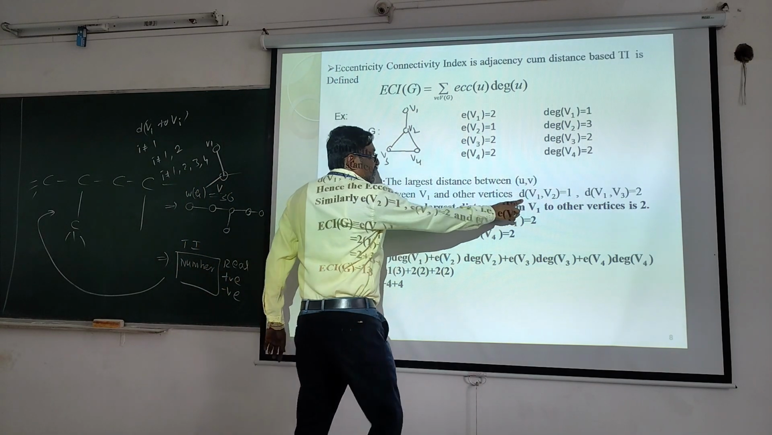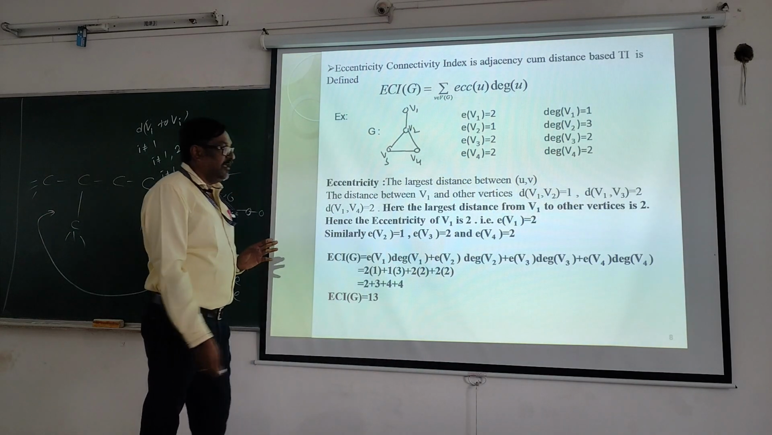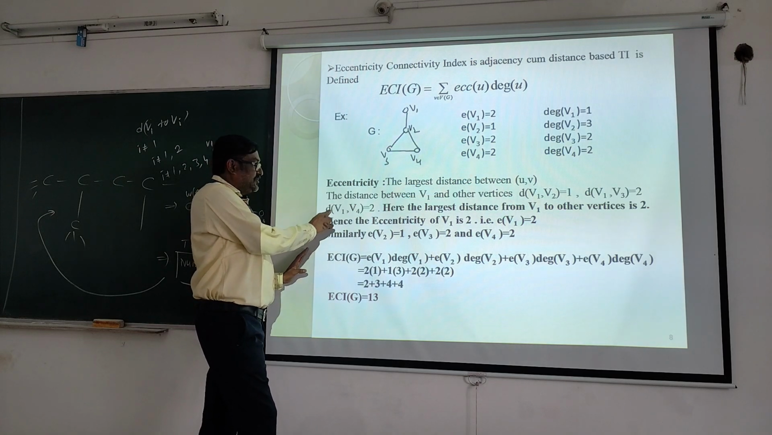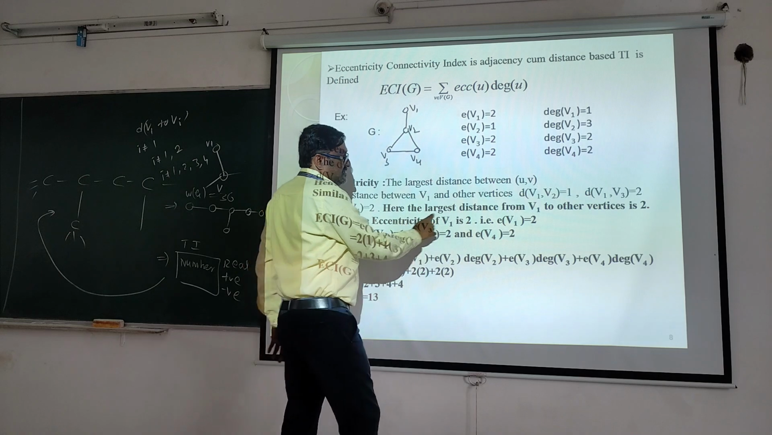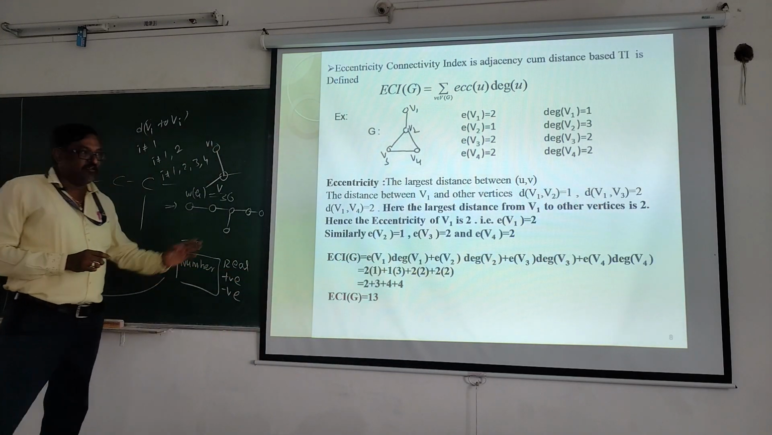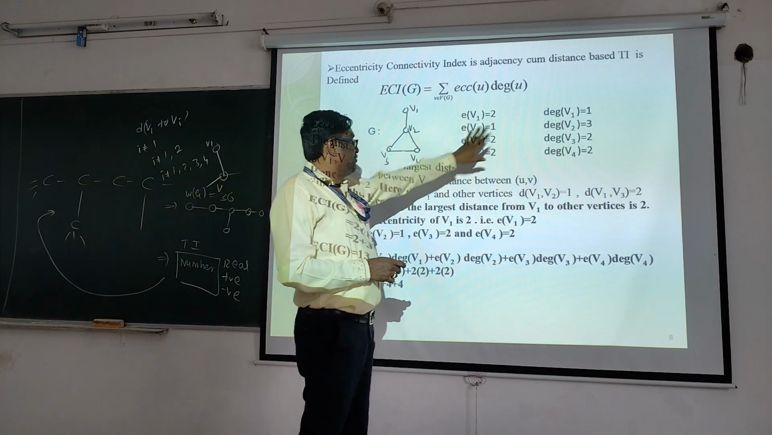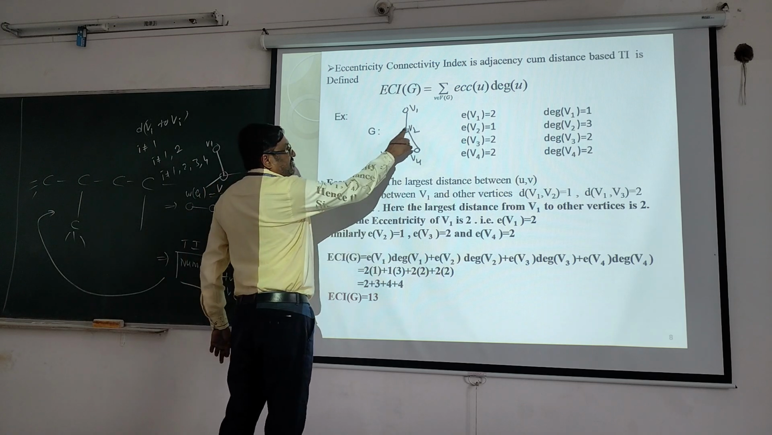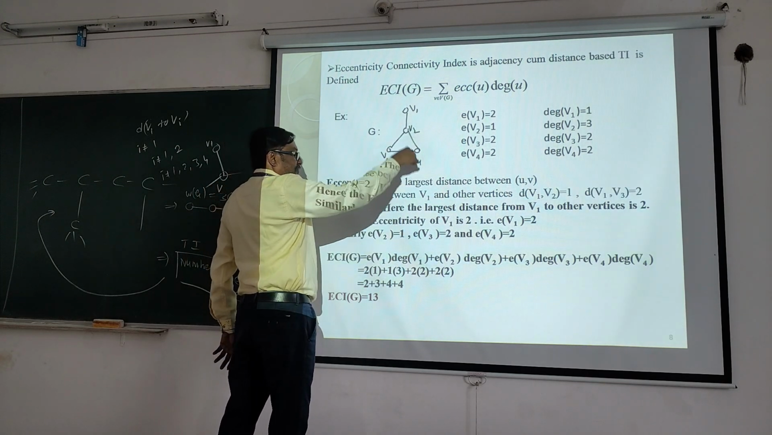So the distance from V1 to V2 is 1, V1 to V3 is 2, V1 to V4 is 2. Among all these three, which one is the largest? Obviously, the distance from V1 to V4 is 2. So the largest distance from V1 to other vertices is 2. Then I can write down that the eccentricity of V1 is 2. Similarly, the eccentricity of V2 is 1, because the largest distance from V2 to V1 is 1, V2 to V3 is 1, V2 to V4 is 1.